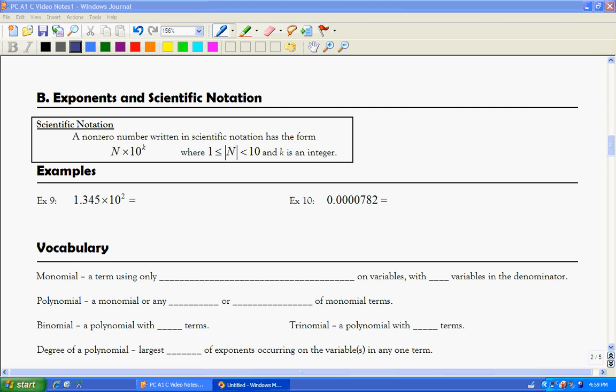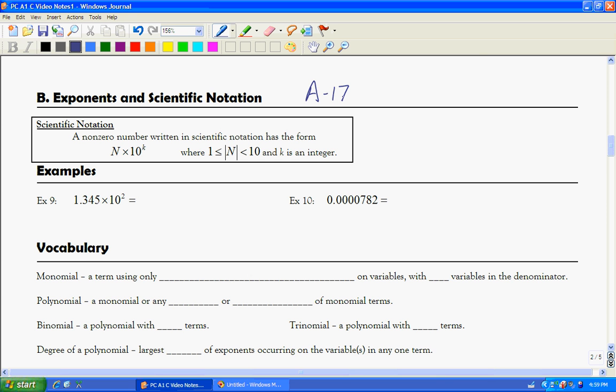Okay, our next section in Appendix C is on exponents and scientific notation. This is in your book on page A17. Scientific notation is just a shorthand for writing either really big numbers or really small numbers.